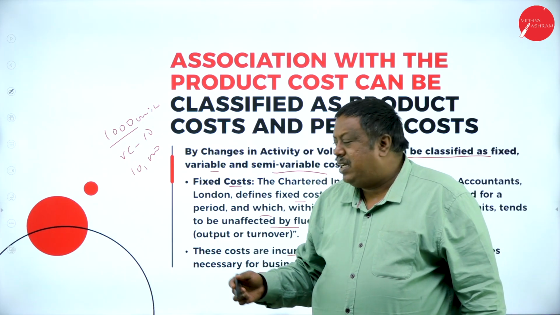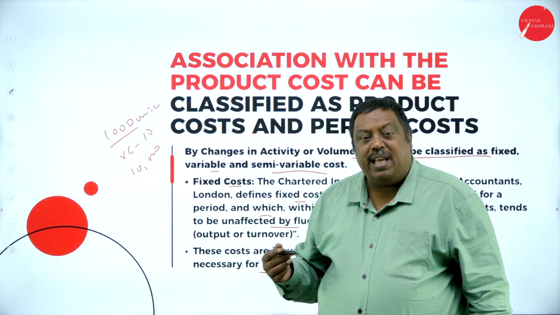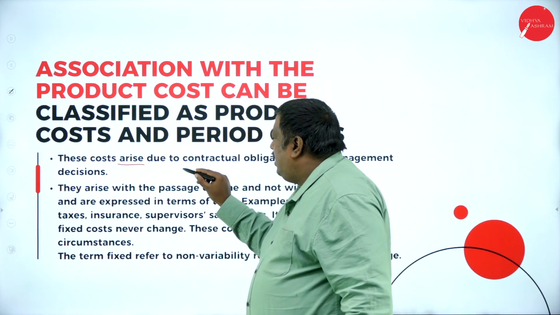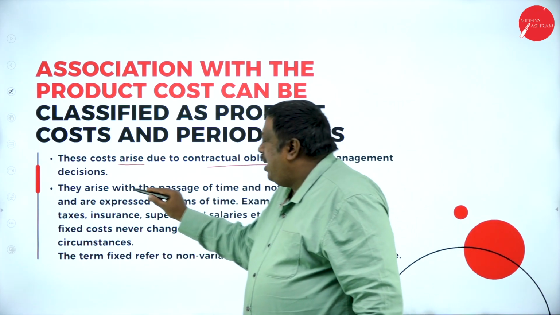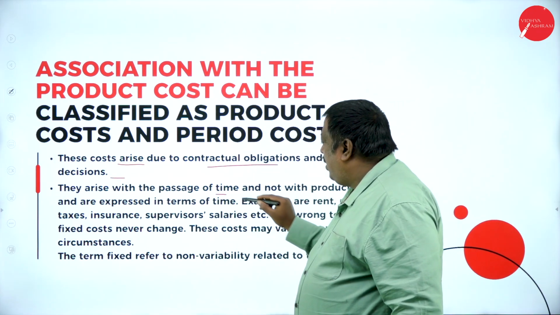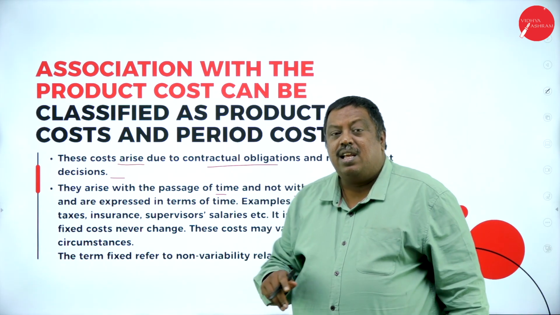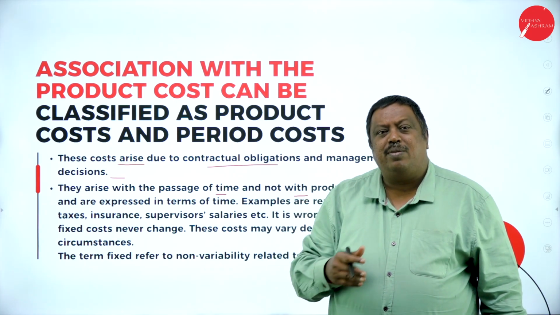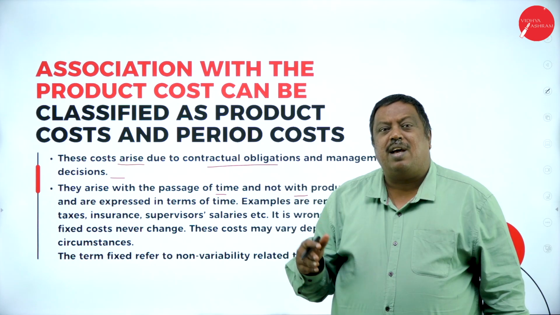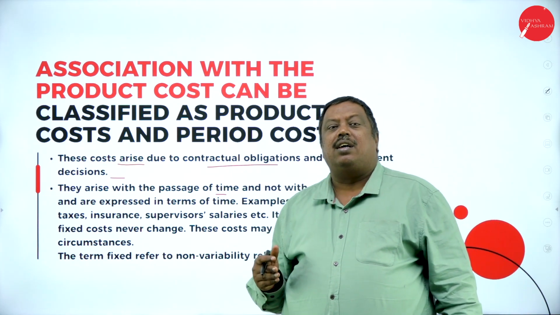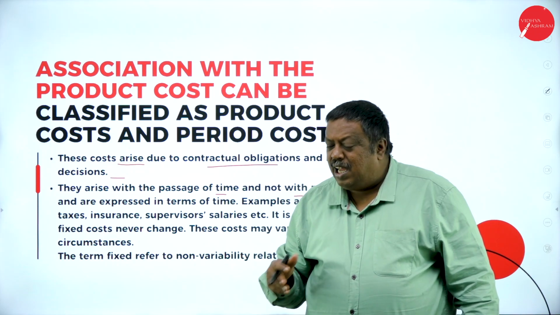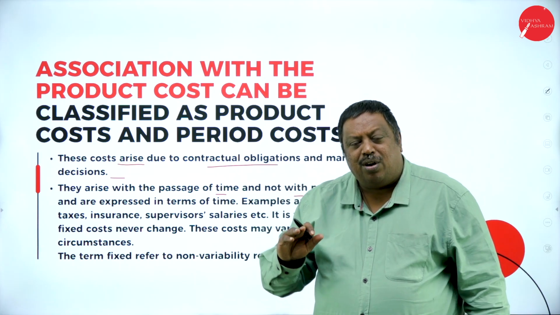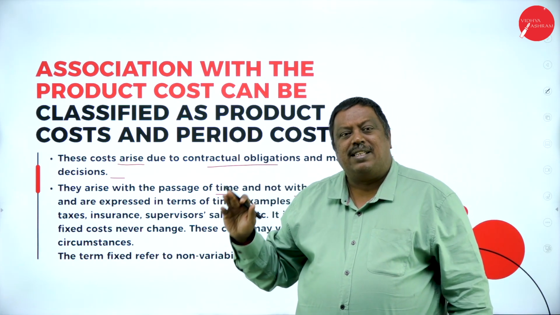In that part, we're discussing money and the place we are going to occupy for the purpose of production. These costs arise due to contractual obligations and management decisions. They arise with the passage of time and not with the production. As the days move on, the rent is paid for each and every day, whatever the utilization made here. It is not like if I have production, I have to pay the rent, and if there is no production, no rent. Even if you produce or do not produce, you have to pay the premises rent every month.